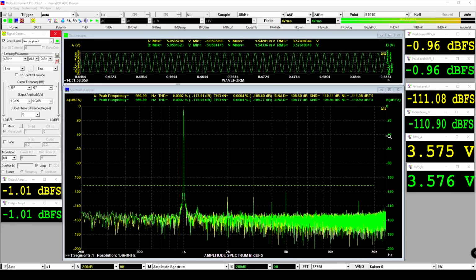So if you look at the square wave, for example, here we see 1 kHz square wave. There's the fundamental, and as we know, there are the odd harmonics, which is the decomposition of a square wave signal.